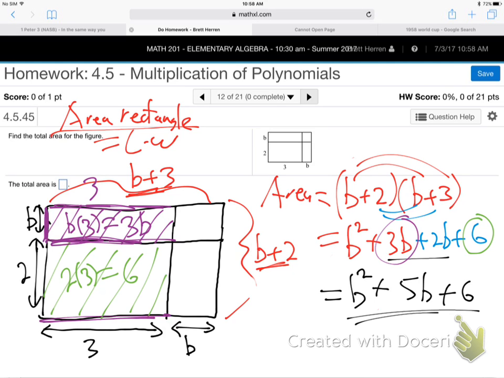See how those 4 pieces are going to be these 4 pieces? They're just showing you pictorially what FOIL really does.